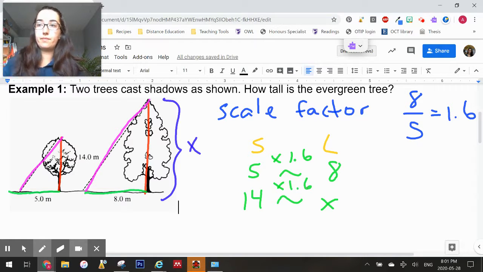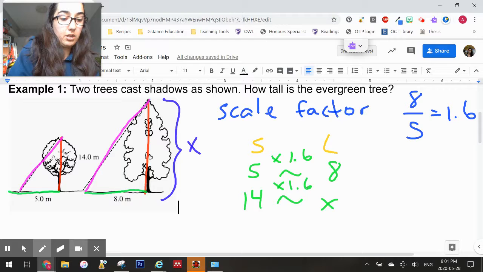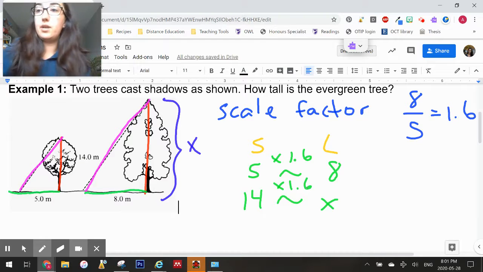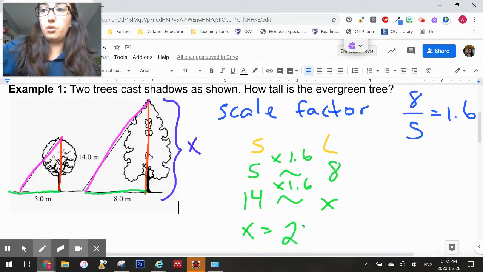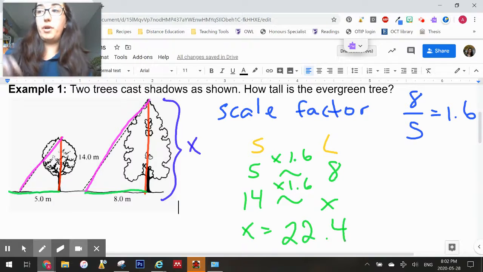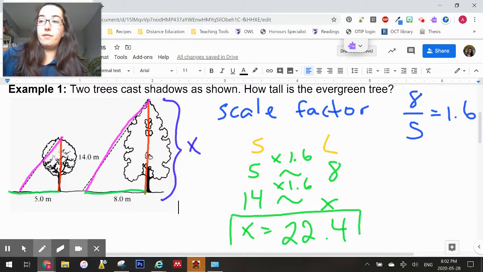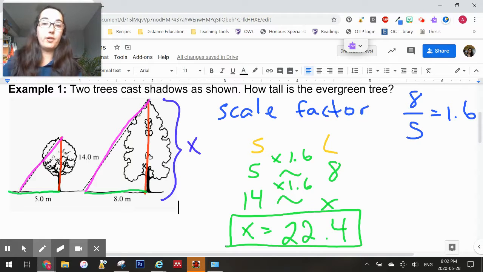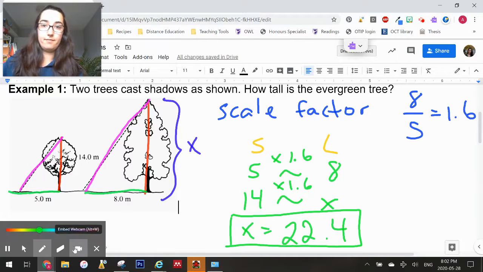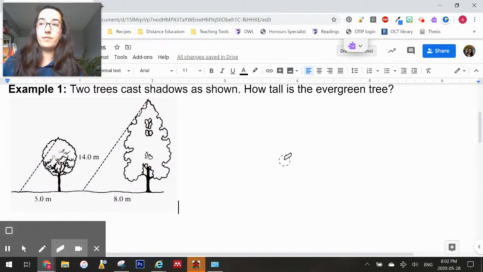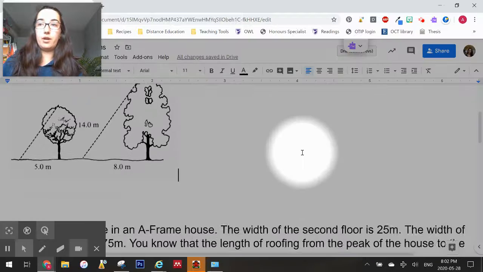If I do that on my calculator, 5 times 1.6 gives me 8. So now I know I can do 14 times 1.6, and that gives me x is equal to 22.4. And there's your answer. The height of the evergreen is 22.4 meters. Let's scroll down and let's do our next example.